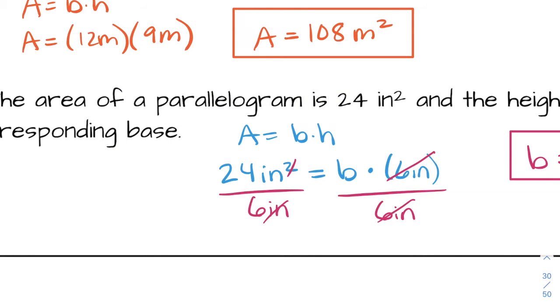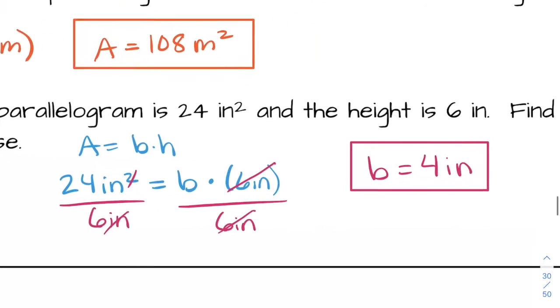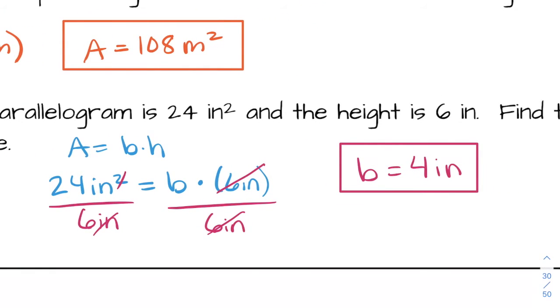And what also goes away is inches squared divided by inches. Squared inches divided by inches are just inches. That's all that's left over. So 24 divided by 6 is 4. So the base of this is 4 inches. You can double check by multiplying 4 times 6, which is 24 inches squared.